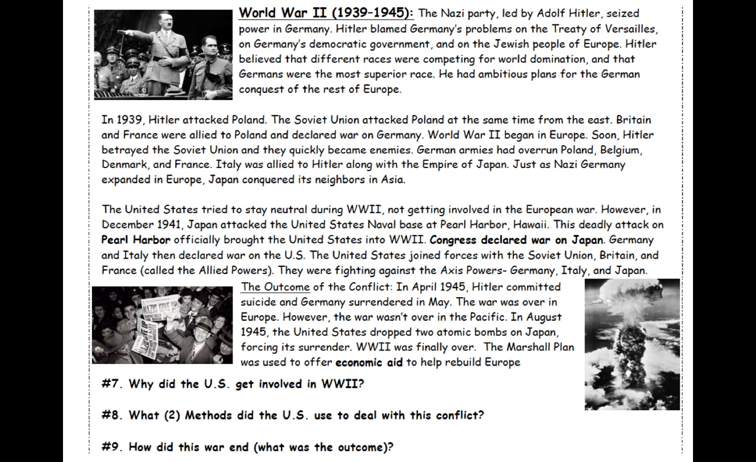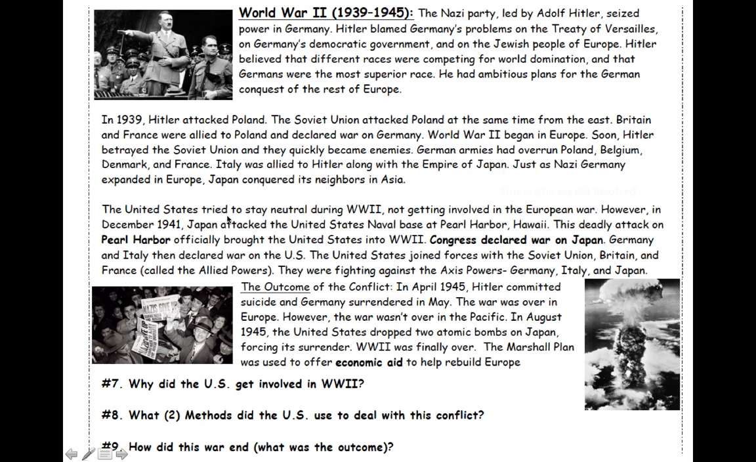Hitler quickly betrays the Soviet Union, and then the Soviet Union joins forces with us. So we all are going to be attacking them and fighting against Germany, including the Soviet Union. It says German armies had overrun Poland, Belgium, Denmark, and France. So Germany is starting to take over all of Europe. Italy was allied to Hitler, along with the Empire of Japan. Just as Nazi Germany expanded in Europe, Japan conquered its neighbors in Asia. So we're going to be fighting against the Axis powers, which were Germany, Italy, and the Empire of Japan.